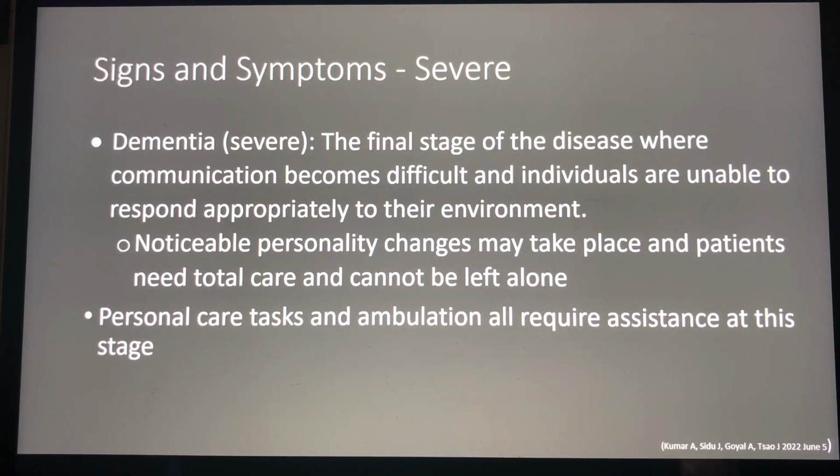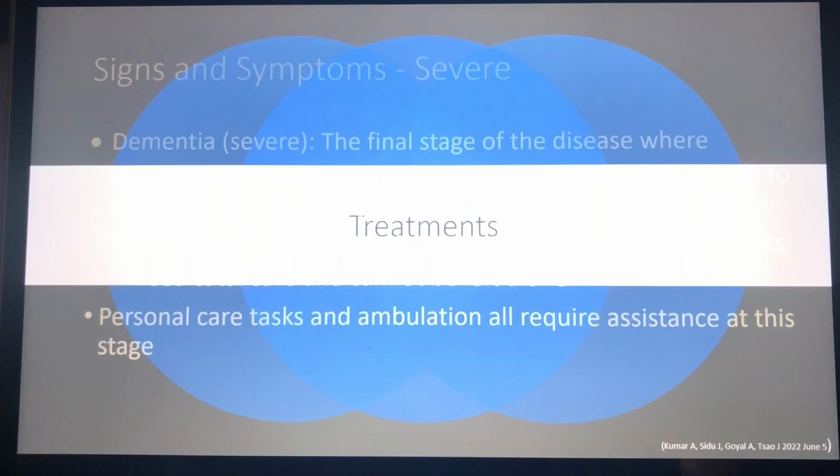The final and most severe stage of the disease is when communication becomes the most difficult and individuals are unable to respond appropriately to their environments. Noticeable personality changes take place and total care is also needed, and the patient cannot be left alone. Personal care tasks and ambulation all require assistance at this stage.